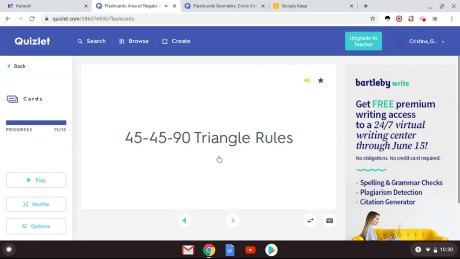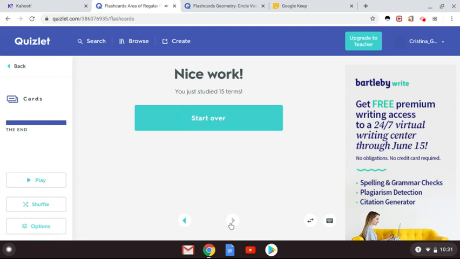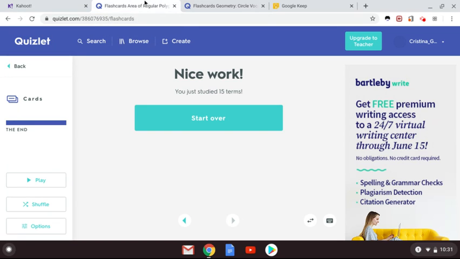45-45-90 triangle rules. The legs are equal, and the hypotenuse equals leg times √2. Okay, and that is it, guys. So that's the last one. This one has 50 terms. The other one had 20. So it's not too bad.